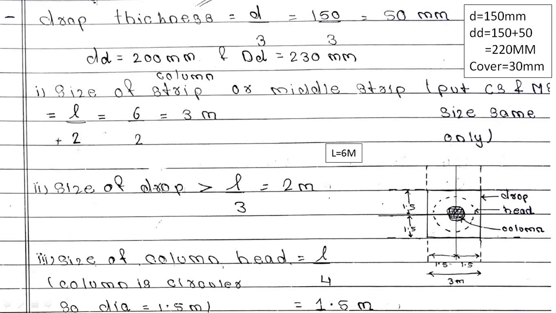Then the third thing is the size of column head. The size of column head will be decided by L by 4. In our case the column is circular, so the column head will also be circular. So we do L by 4, 6 by 4, which means 1.5 meters. So we will provide 1.5 meters diameter of column head in circular form.